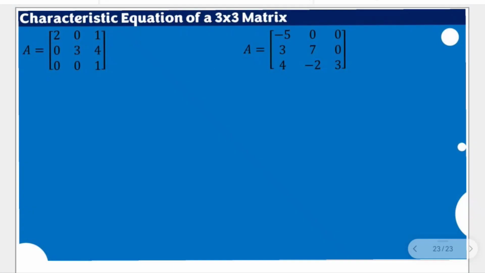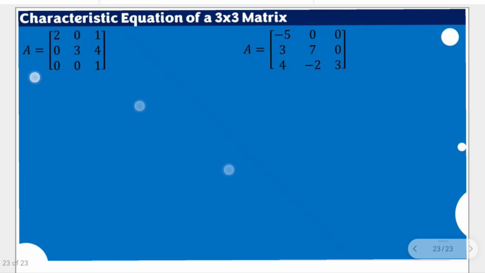Now, let's try to solve for the characteristic equation of a 3 by 3 matrix. We have two matrices A here, which are again considered to be 3 by 3 square matrices. This characteristic equation is essential in solving for eigenvalues, eigenvectors, and the corresponding eigenspaces. In order for us to solve for the specific characteristic equation, we need to come up with this matrix form.